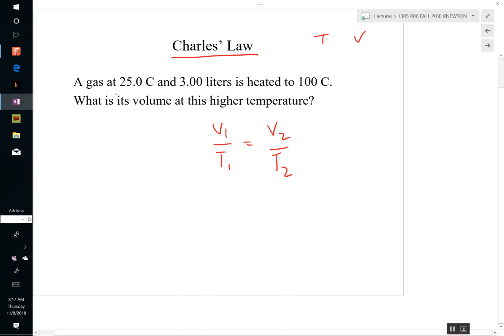So 25 degrees C, which one of these is that? It's temperature 1. 3 liters, volume 1, is heated to 100 degrees C. Temperature 2.